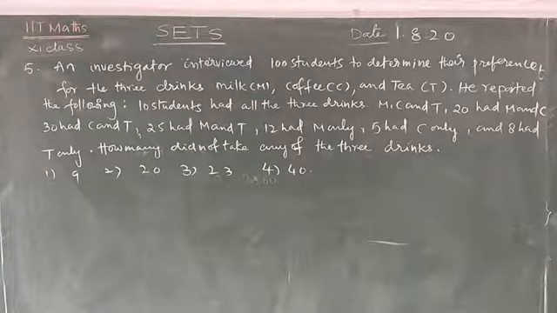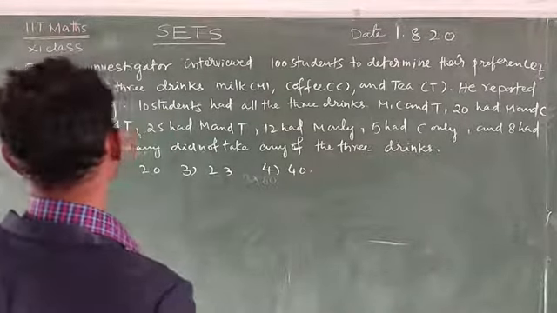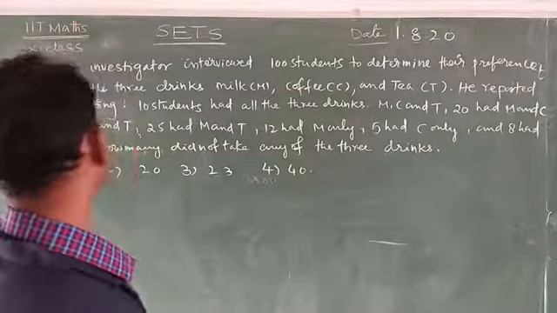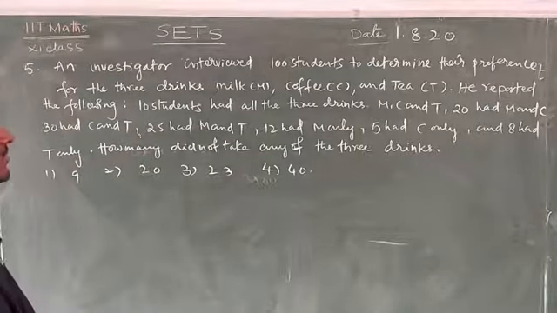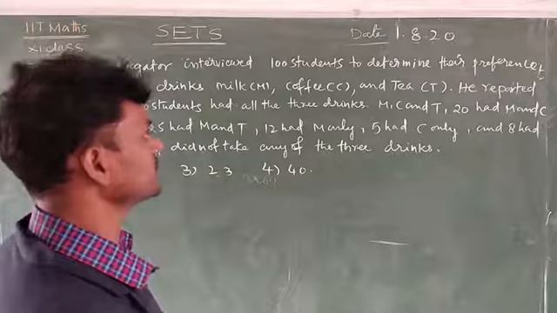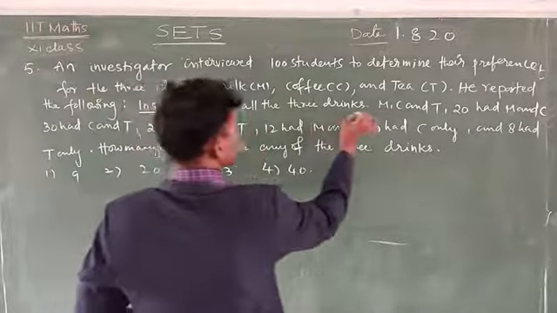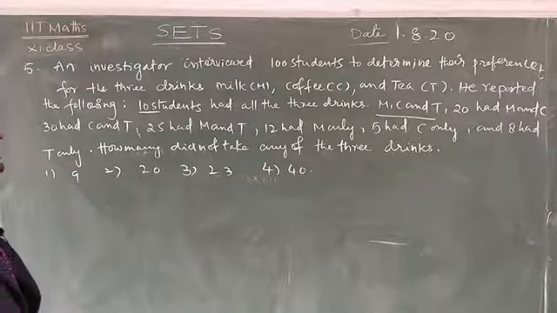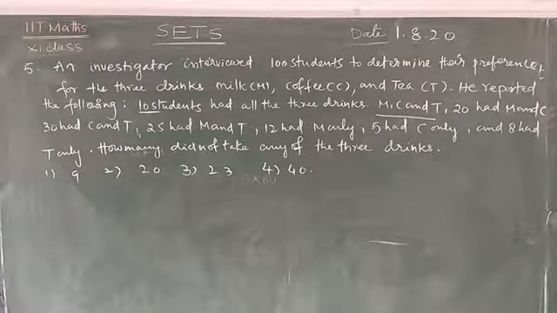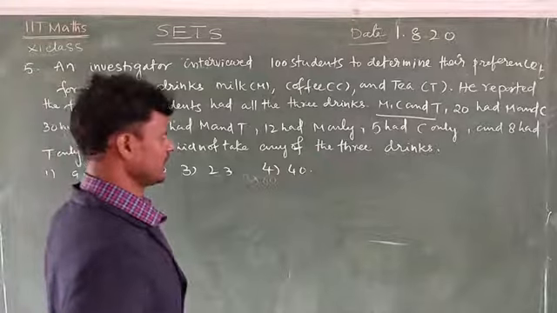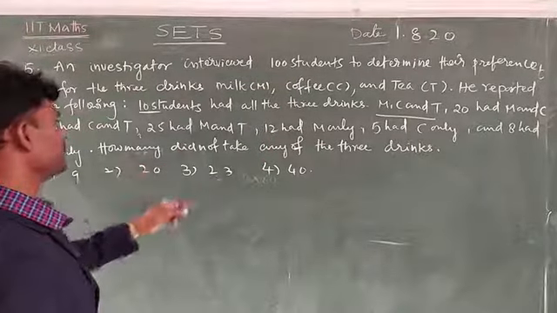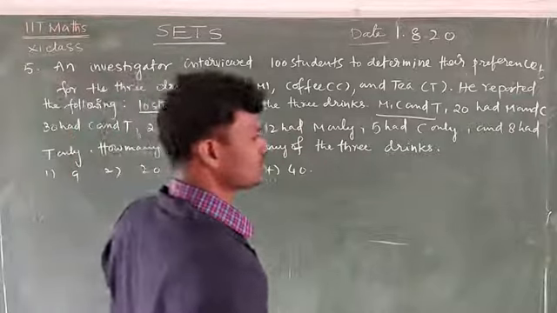Okay, next one, fifth one. An investigator interviewed 100 students to determine their preference for the 3 drinks: milk, coffee, and tea. He reported the following: 10 students had all the 3 drinks M, C, T, and 20 had M and C, 30 had C and T, 25 had M and T, and 12 had milk only, 5 had coffee only, and 8 had tea only. Then how many did not take any of the 3 drinks?